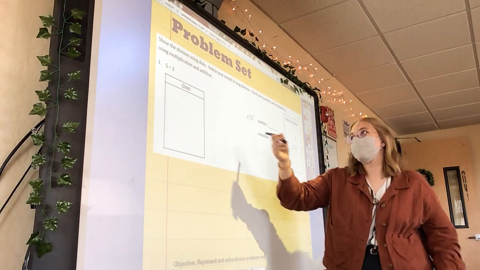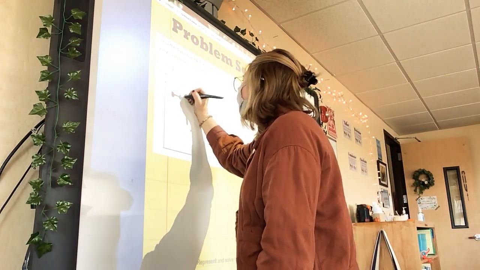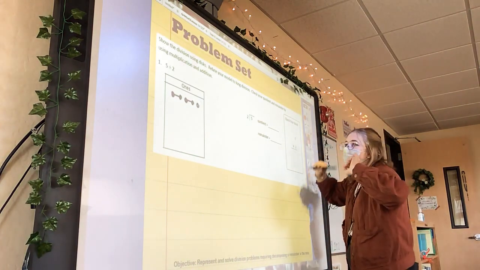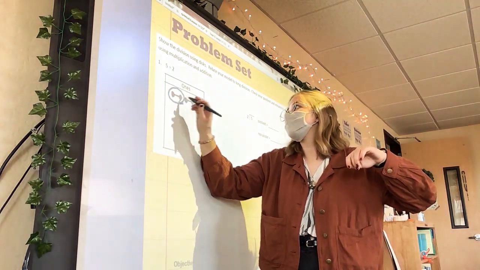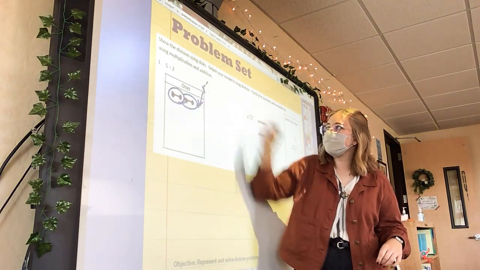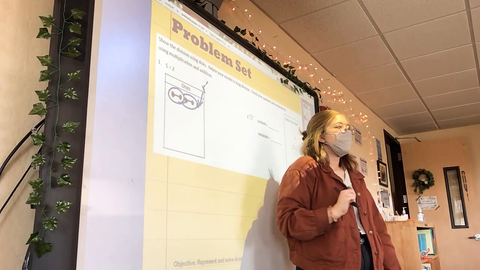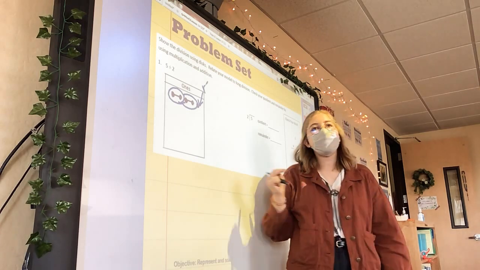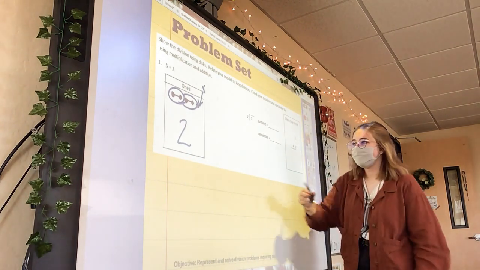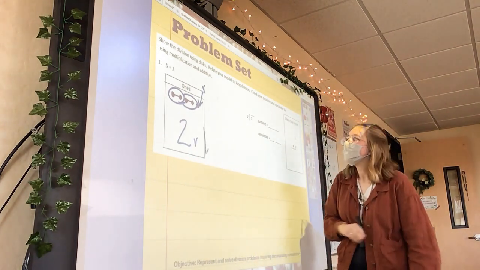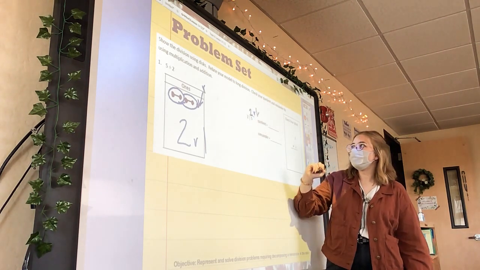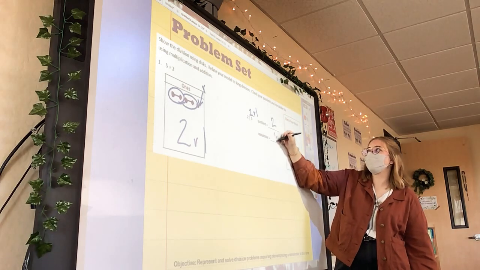Really quick, I'm just going to show you 5 divided by 2. I have 5 dots, and I circle them in groups of 2. Here's one group of 2, 2 groups of 2. I have 1 left over. That's my remainder. So 5 divided by 2 is 2, remainder 1. My quotient was 2, my remainder was 1.